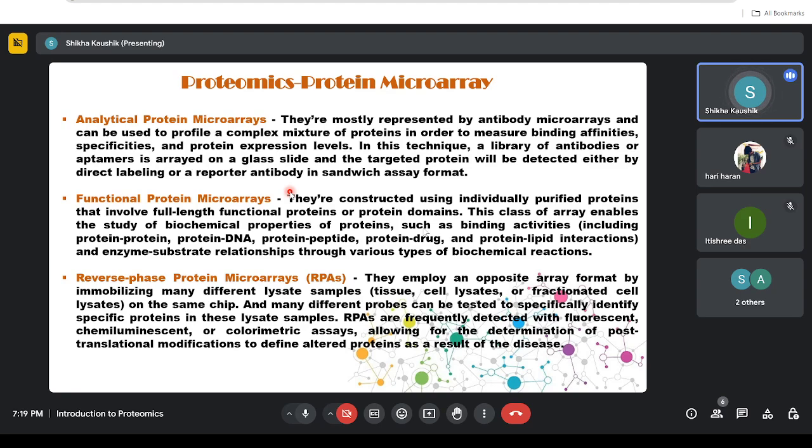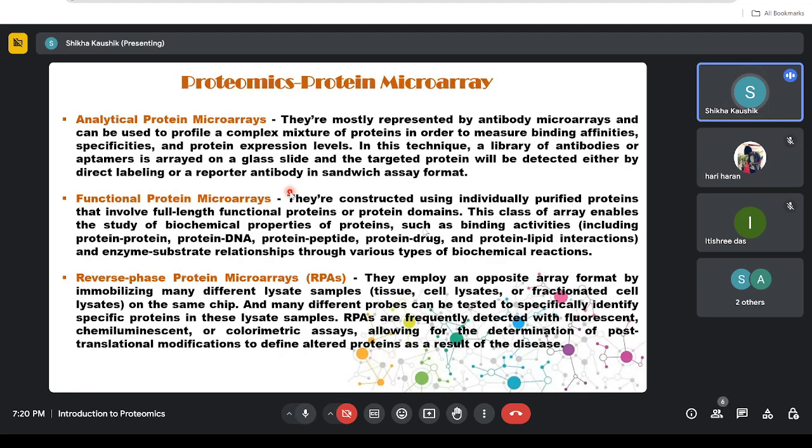Then you have reverse phase protein microarray, which are called RPAs. They employ an opposite array format by immobilizing many different lysate samples, such as tissue, cell lysate, fractionated cell lysate, on a chip. So you are actually immobilizing the complete lysate or complete tissue, or a fractionated lysate on a particular chip. And many different probes can be tested to specifically identify a specific protein in these lysate samples.